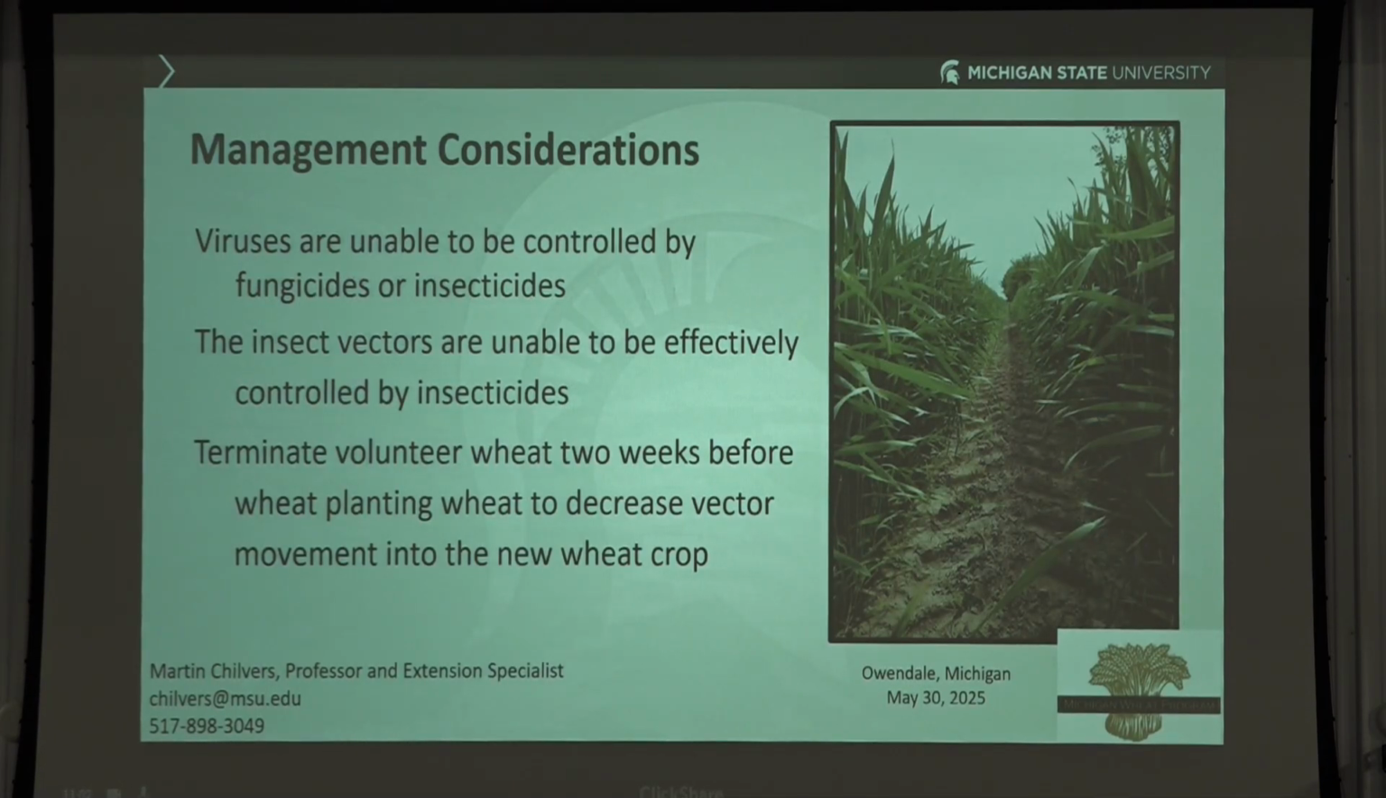The other important thing to emphasize, and Chris DeFonzo's here today too, so she can correct me, is that we really don't have any good miticides or insecticides that we would recommend, at least, for controlling the aphid or the mites. So trying to manage the insect vectors is really not an option either. Again, it's really got to be about terminating that volunteer wheat and not having that in really close proximity to our next crop.